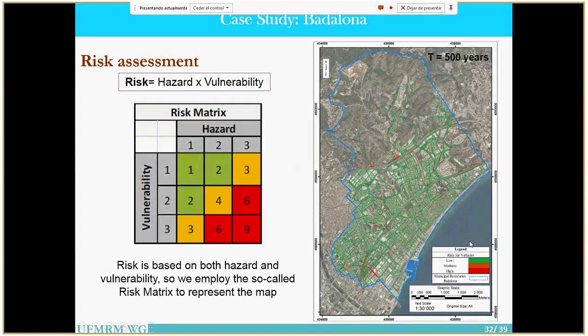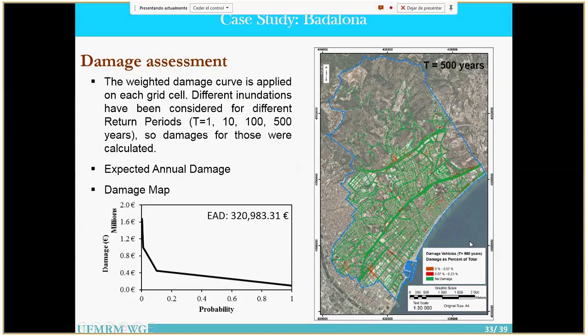Okay. Well, the damage assessment was carried out according to the developed methodology. The expected annual damage was calculated and the damage map produced in order to spot the areas with the most potential damage, which is also in this south area, as you can see here. And this is graphically represented, the expected annual damage. Okay.